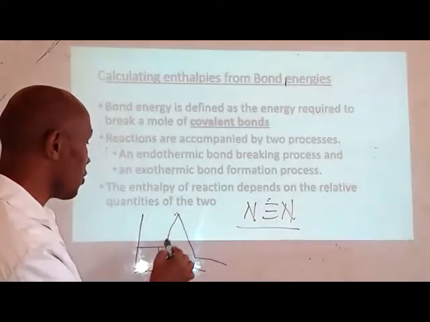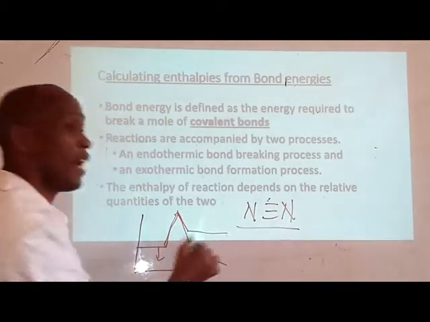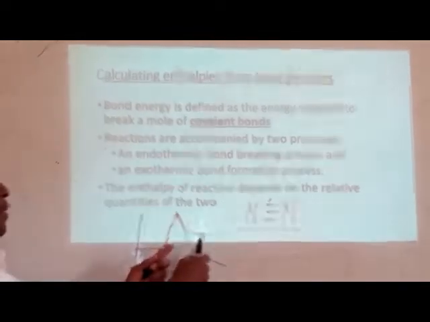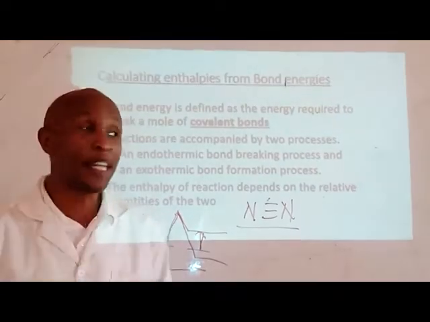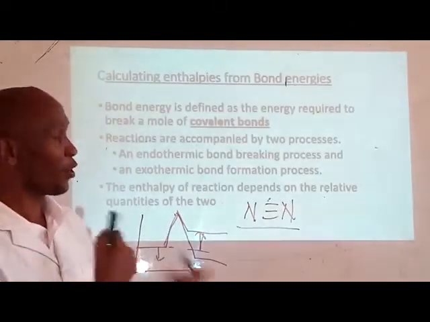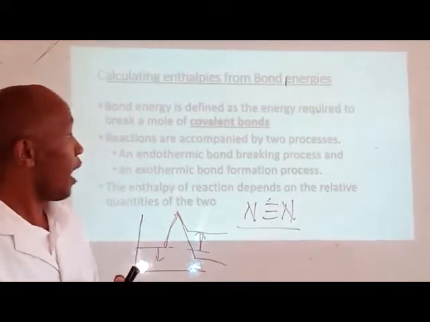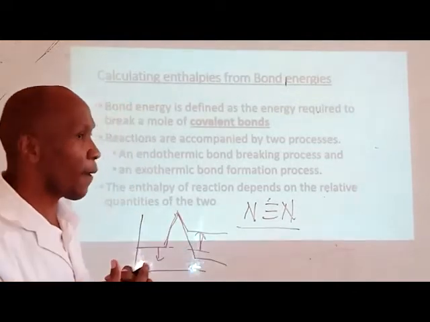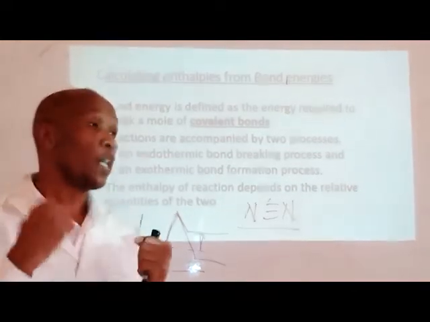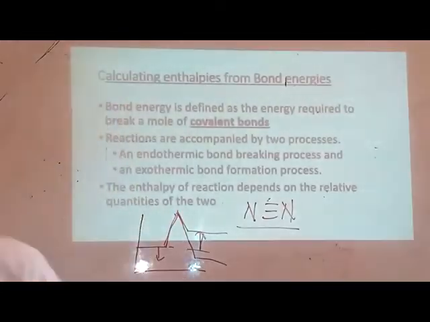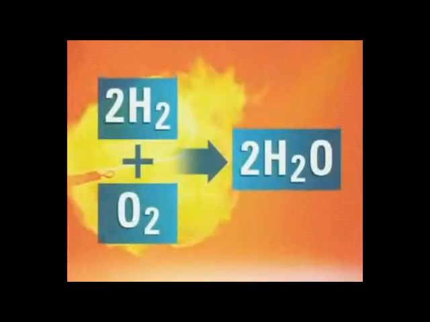Now, other times you may supply that much, but you get that little. So this is going to be an endothermic process. Why? Because I'm getting less than I used. So even from bond energies, we are going to have some exothermic and some endothermic processes. So now, having said that, let us, by means of an example, calculate the enthalpy of reaction given bond energies. Example number 1. Hydrogen and oxygen combine, giving out energy and forming water.